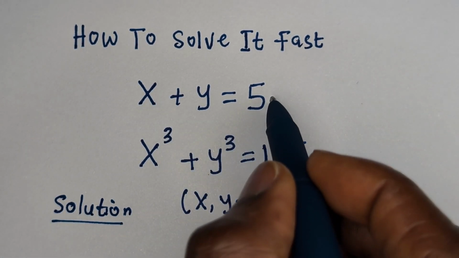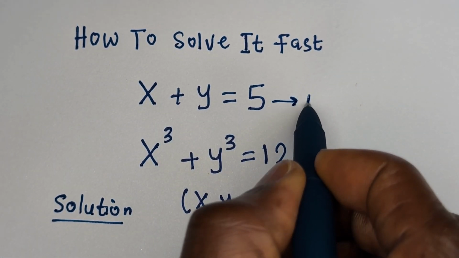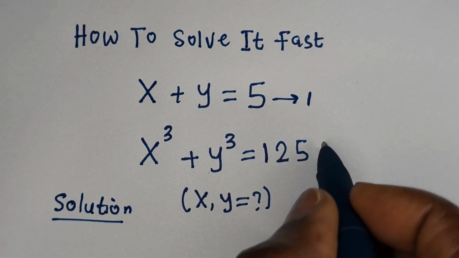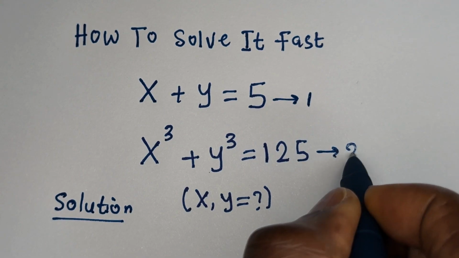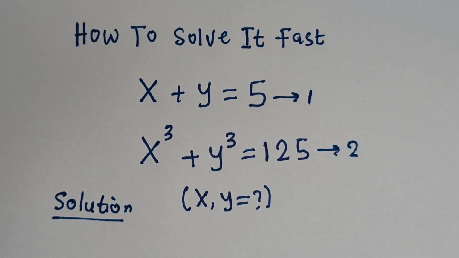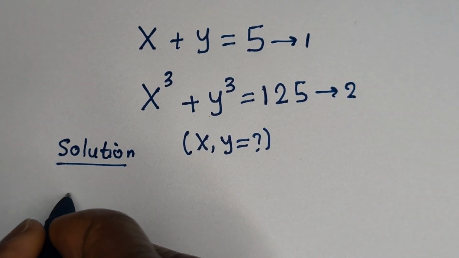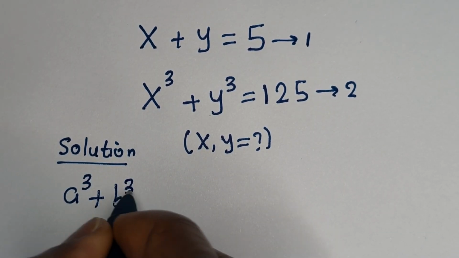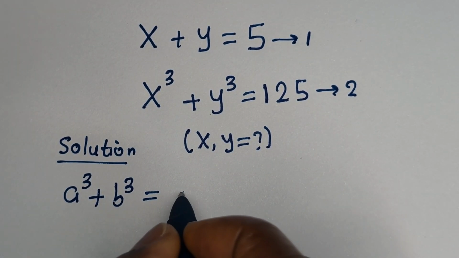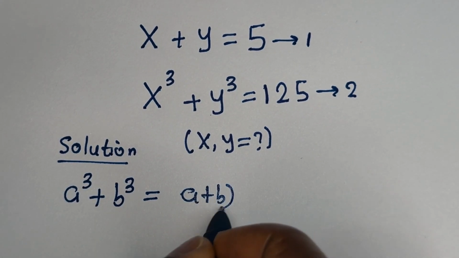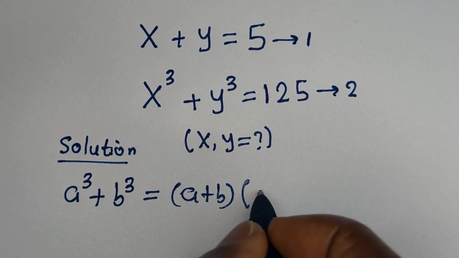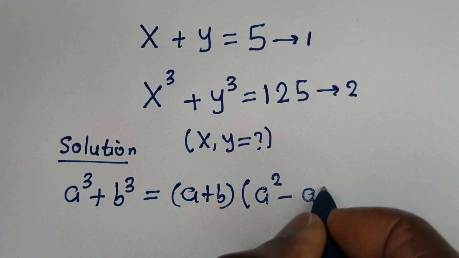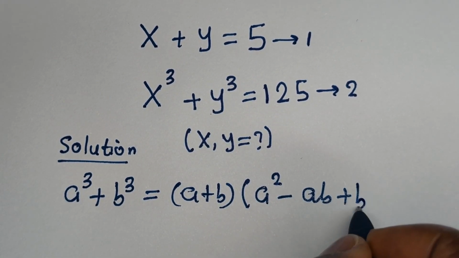x plus y is equal to 5. Let us call this equation 1. x raised to power 3 plus y raised to power 3 is equal to 125. Let us call this equation 2. Take note of this, that if you have a raised to power 3 plus b raised to power 3, this is equal to (a plus b)(a square minus ab plus b square).